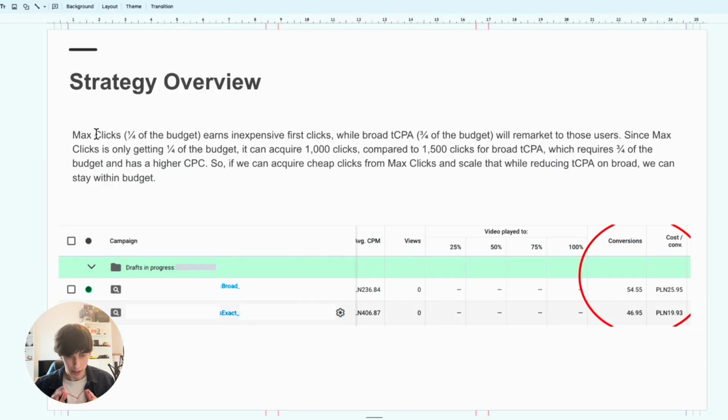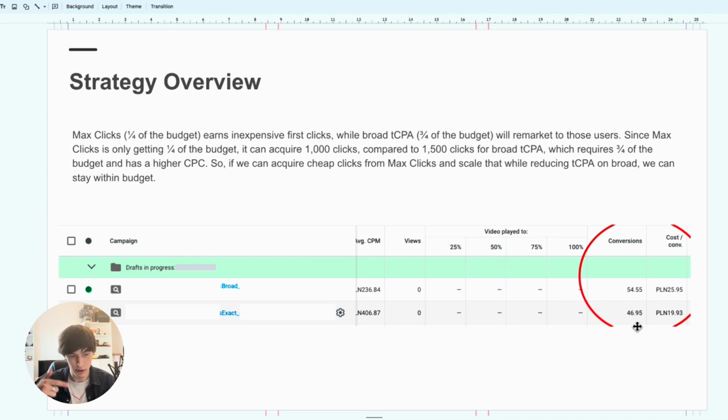So strategy overview, as I said, max clicks campaign using 1/4 of the budget earns inexpensive first clicks, because goal of the max clicks is getting you cheap clicks, but not conversions. So in theory, but I will share with you information later how it can get you conversion, because as you see here, 46 conversions on exact match campaign with max clicks, which not designed to bring you conversions. So max clicks 1/4 of the budget earns inexpensive first clicks, while broad target CPA using 3/4 of the budget will remarket to those users.